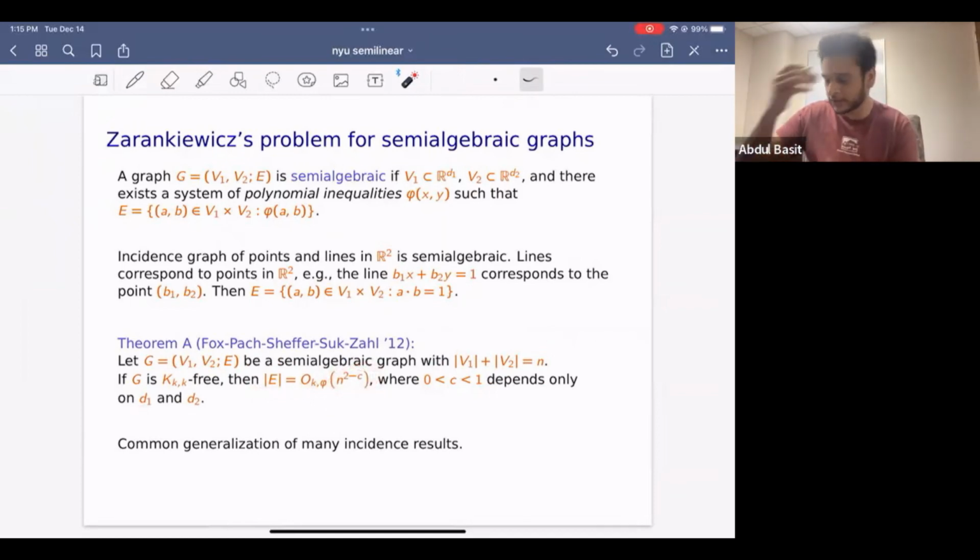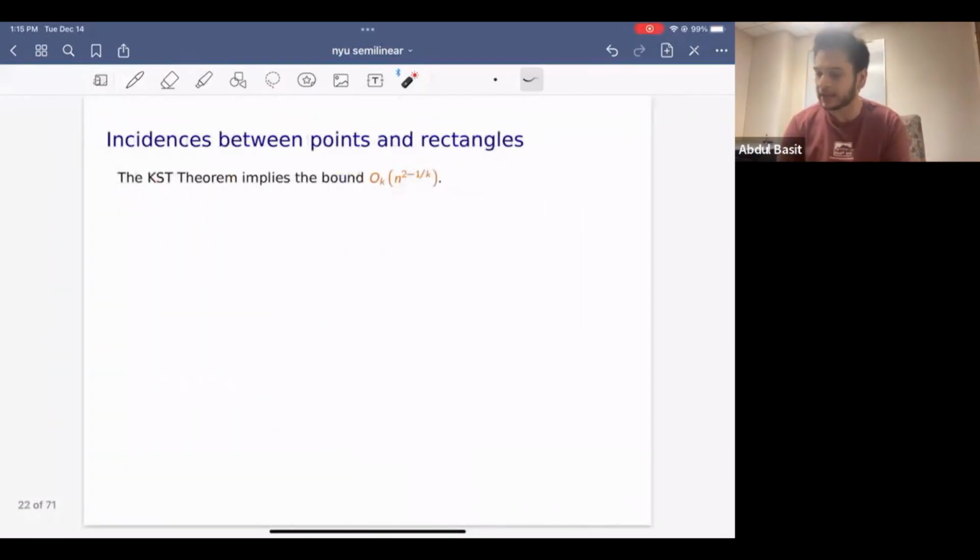So remember what the Kővári–Sós–Turán theorem said. It said the exponent is 2 minus 1 over k, but now the exponent only depends on the dimensions d1 and d2, and the k shows up in my constant. And this turns out to be a common generalization of many incidence results. So again, this implies some bound on my rectangles problem. Remember, Kővári–Sós–Turán said I can get 2 minus 1 over k.